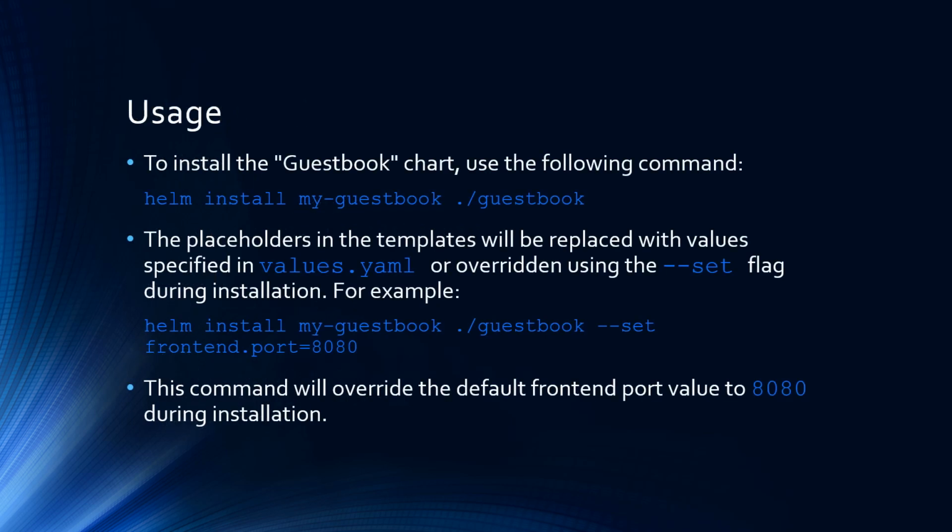Let's explore how to use our guestbook Helm chart effectively. The usage examples demonstrate both basic installation and value overrides. The basic installation command is straightforward. helm install my-guestbook ./guestbook. For customization, you can override values. helm install my-guestbook ./guestbook --set frontend.port=8080.